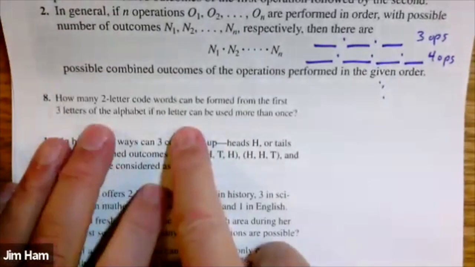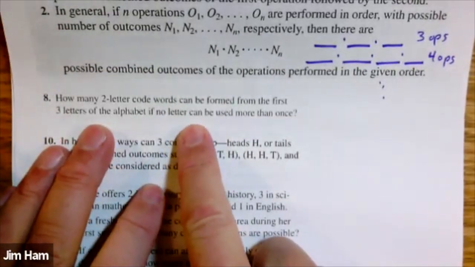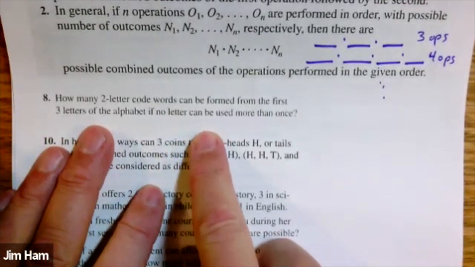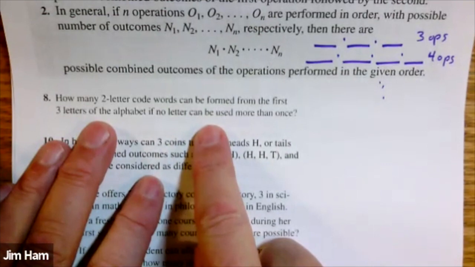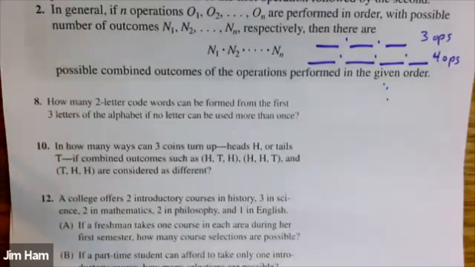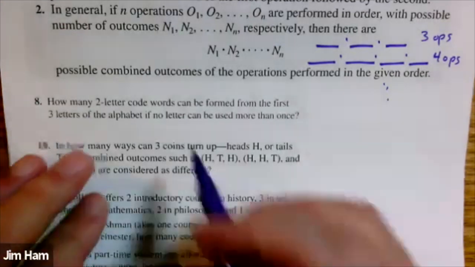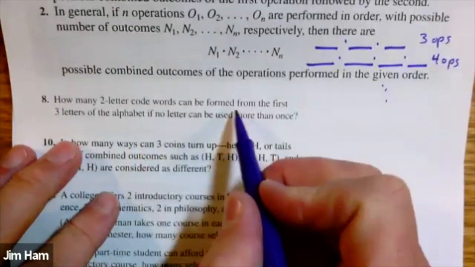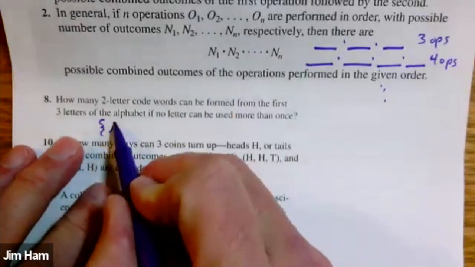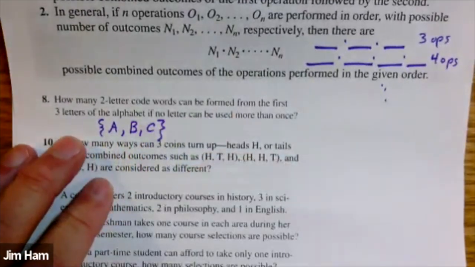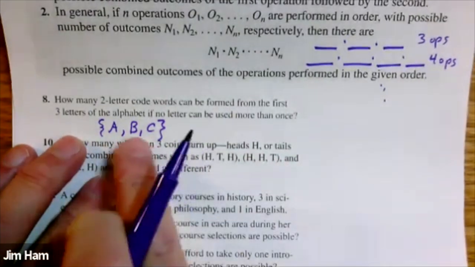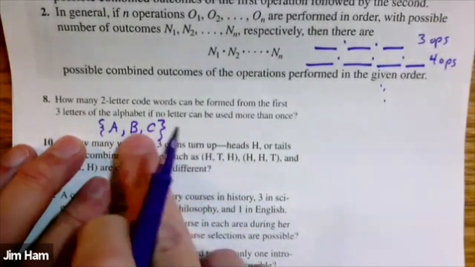Okay, so the first one says, how many two-letter code words can be formed from the first three letters of the alphabet? Now this one is small enough that we could probably actually do it. All right, so you want a code word. Think about a password or something like that. But the password has to be formed by the first three letters of the alphabet, A, B, and C. Those are the only three letters you can use. You can't use all the letters. And you want to form a two-letter code word out of this.